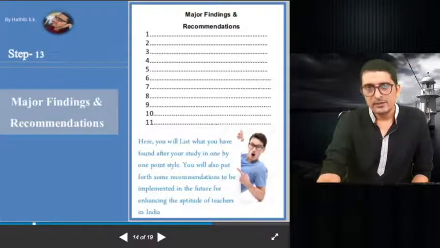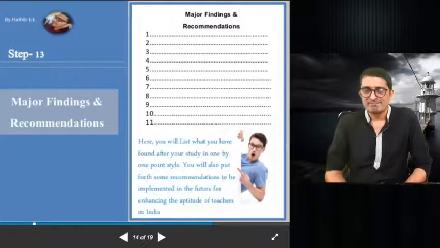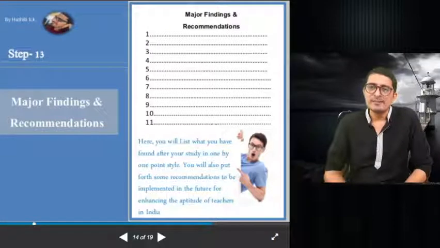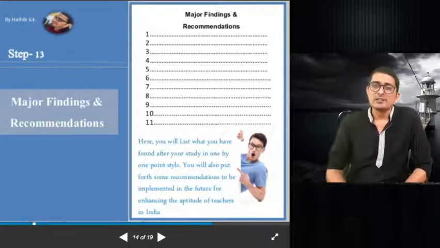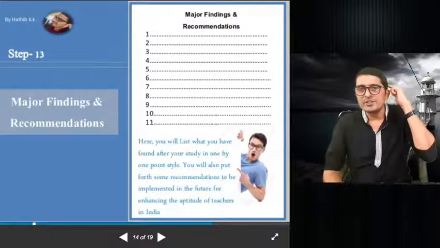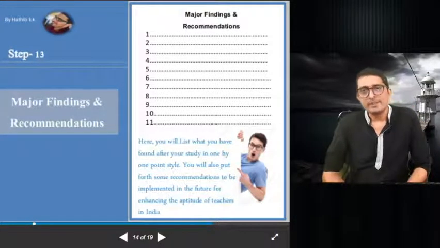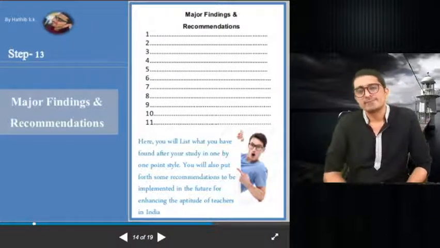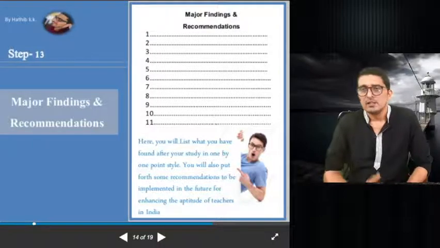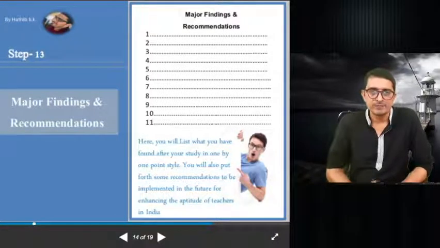Then comes major findings and recommendations. And after this one, after analyzing and interpreting, then you will list your major findings. For example, you will just list the first point. Most of the men are interested in homely food. So you will list out one by one the findings.